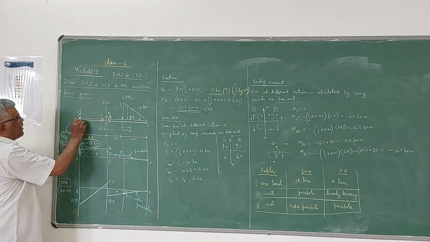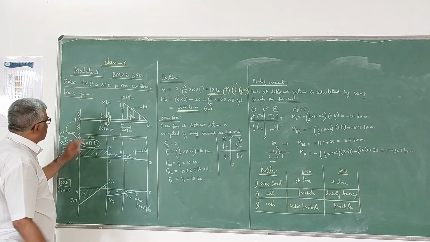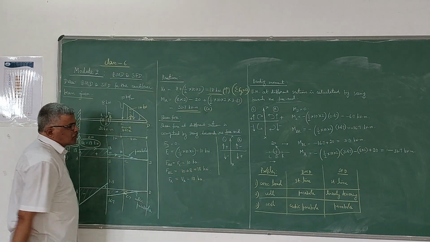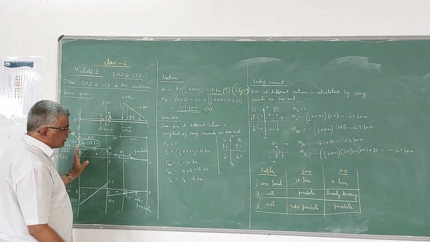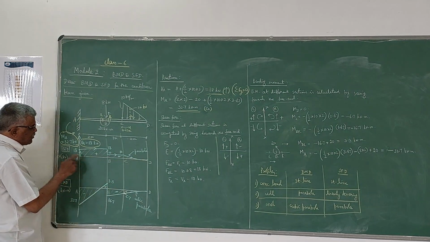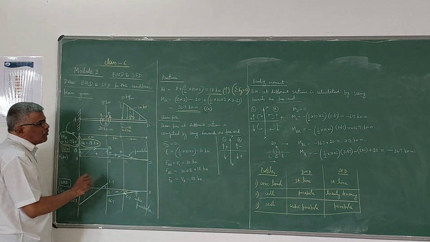Then lastly we have to come to the shear force at A. Shear force at A is nothing but the reaction at A, which is 18 kilonewton. It is also positive. So if you want to get the shear force diagram, plot the values of shear force: draw a horizontal line and mark all the values.